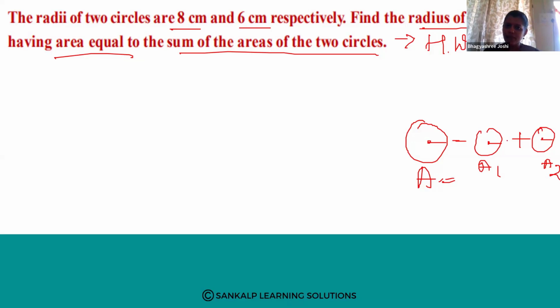So area they have given and radii, that means R1 value is 8 centimeter and R2 value is 6 centimeter.